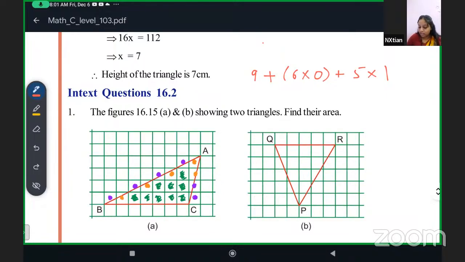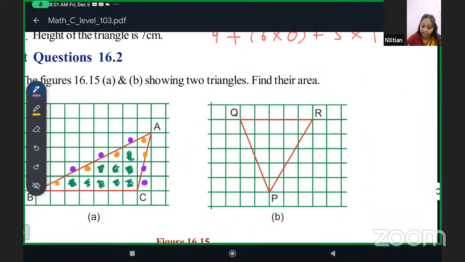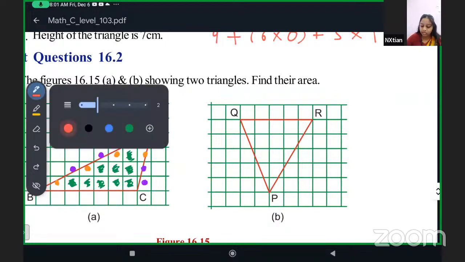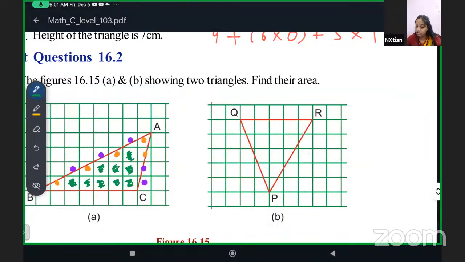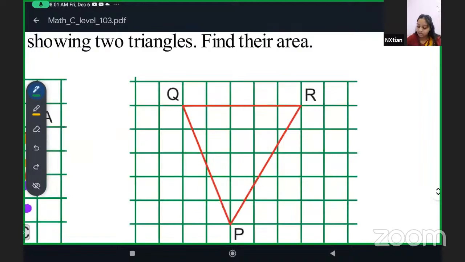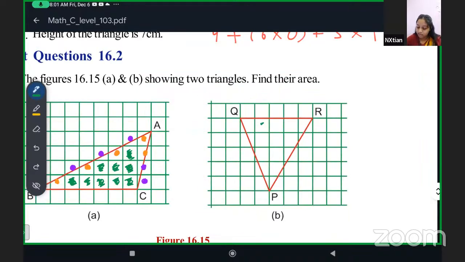Yeah. Now this one, the next one. Let's see how many are there which are totally inside. 1, 2, 3, 4, 5, 6. Okay. These 6 are totally inside the triangle.